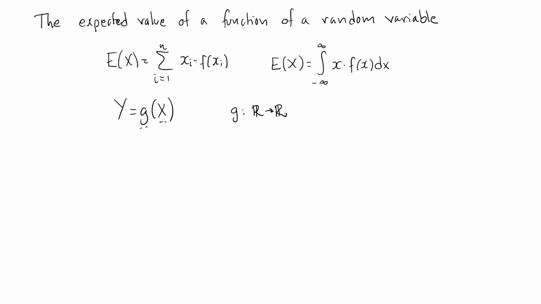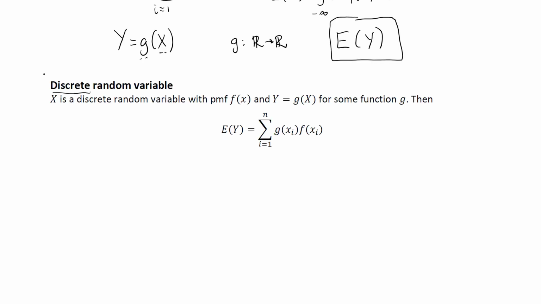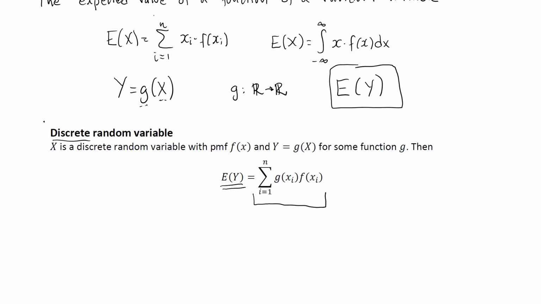So in this lecture, we are going to put these two things together and figure out the expected value of Y, the expected value of a function of a random variable. If X is a discrete random variable, then the result is as follows. The expected value of Y is then equal to this same sum, but we sum g of x_i times f of x_i. Compare that to the expected value of X, where we just sum x_i times f of x_i.